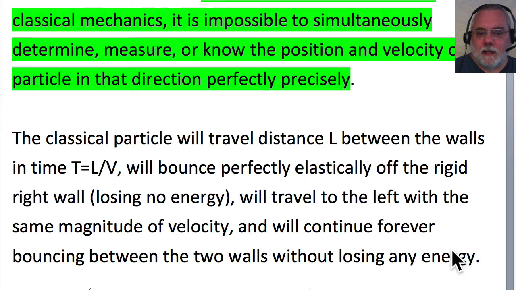In classical mechanics, the classical particle will travel the distance L between the walls in time capital T equal to the length between the walls divided by the velocity. It'll bounce perfectly elastically off the rigid right wall, losing no energy. It'll travel to the left with the same magnitude of velocity, and it will continue forever bouncing between the two walls without losing any energy.